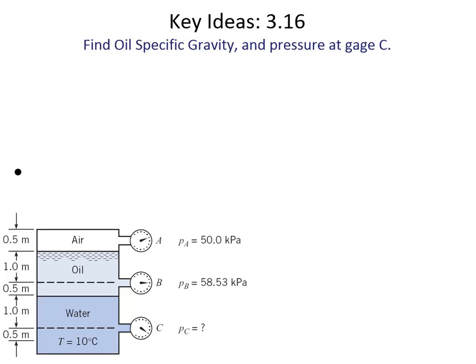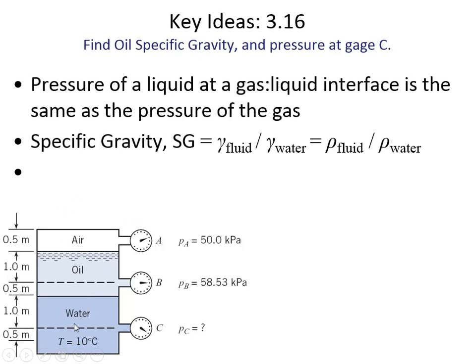In this example, they're asking you to find the specific gravity of the oil and then find the pressure at C. So remember, the definition of specific gravity is that it's a ratio of either densities or unit weights of some unknown fluid relative to the density or unit weight of water. So here they're asking what is the SG for the oil. And so what you can do is just apply the hydrostatic equation.